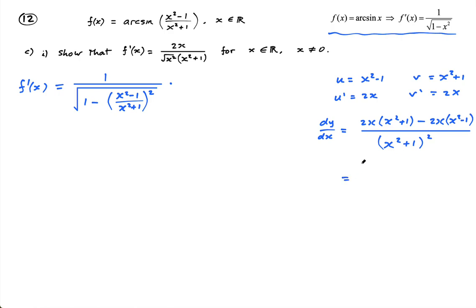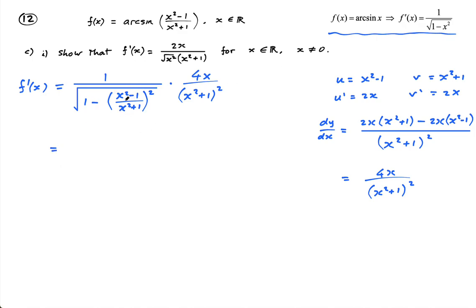And this simplifies to, so this is actually 2x cubed minus 2x cubed, so they're going to disappear, which is nice, and we're going to have 2x here, so 2x plus 2x, which is 4x. So this whole numerator simplifies nicely to 4x, and it's 4x over x squared plus 1 squared. Okay, so I need to put that here, so it's 4x over x squared plus 1 squared.